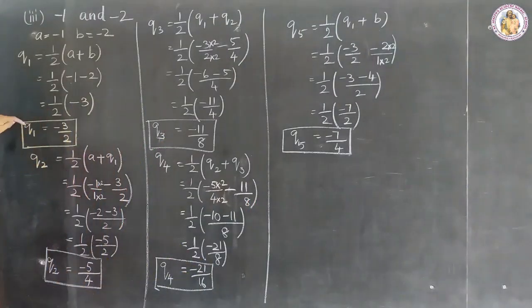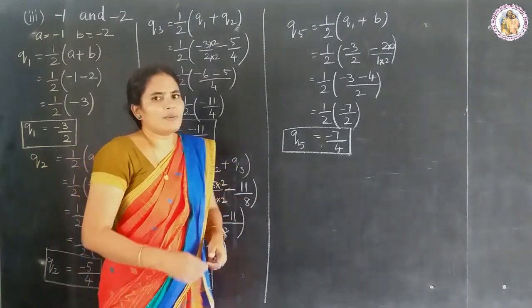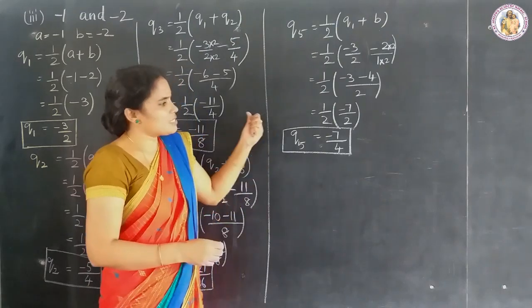And students, now we have found 5 rational numbers Q1, Q2, Q3, Q4 and Q5. And we have come to the end of this exercise, and this is one of the very easiest.